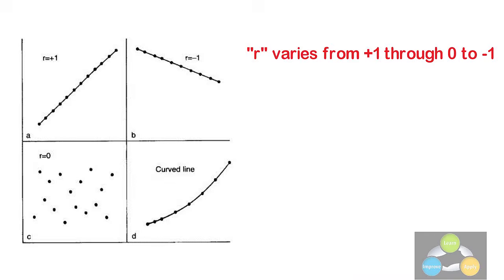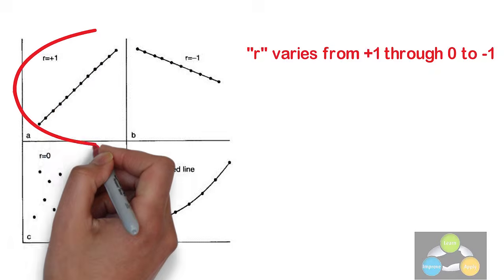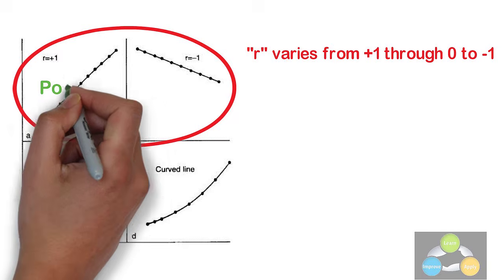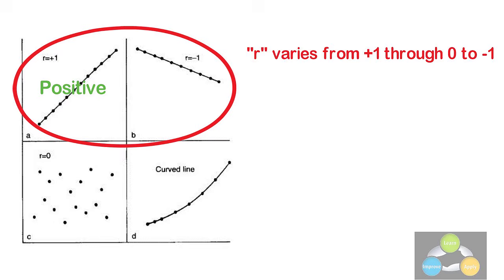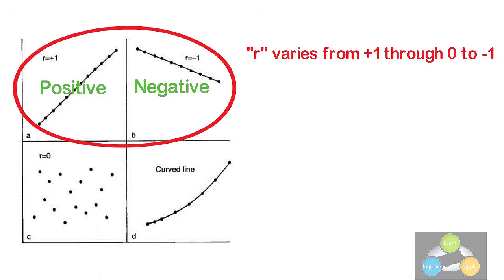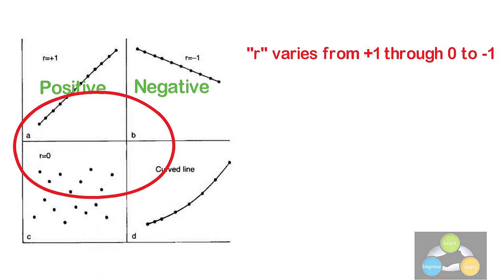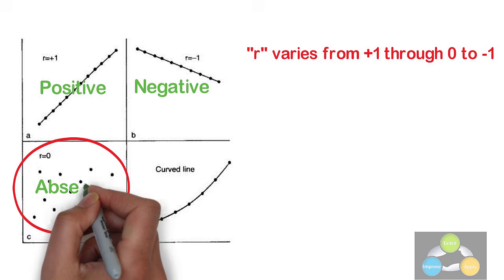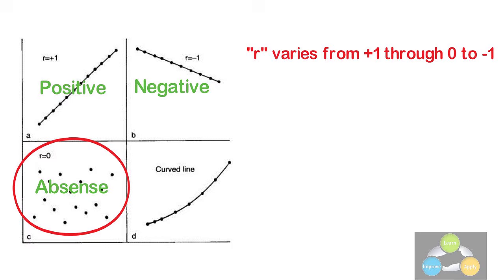Complete correlation between two variables is expressed by either +1 or -1. When one variable increases as the other increases, the correlation is positive. When one decreases as the other increases, it is negative. Complete absence of correlation is represented by 0. This figure gives some graphical representations of correlation.